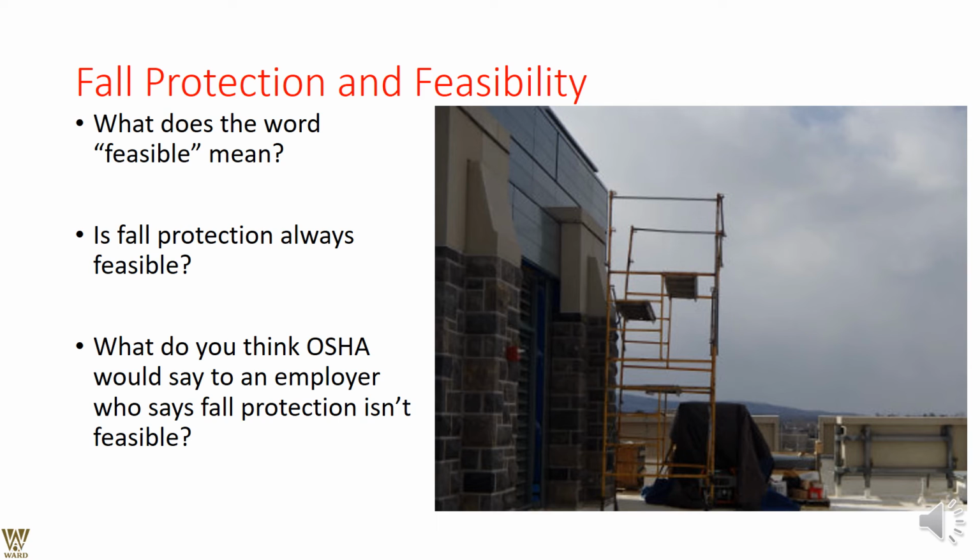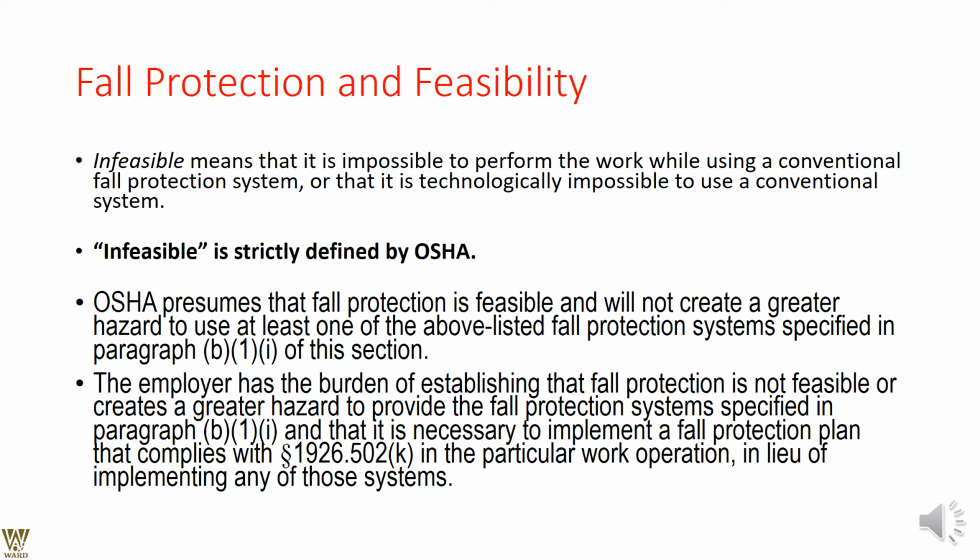after requisite training. So fall protection and feasibility, we are talking about the word feasible. Is fall always a plausible scenario or an avoidable scenario? So how do you go about it? This is what we understand. Infeasible means it is impossible to perform the work while a conventional fall system is in use, or that it is technologically impossible. Let's say cleaning of glass windows in a high rise from the outside. So how do you go about it?